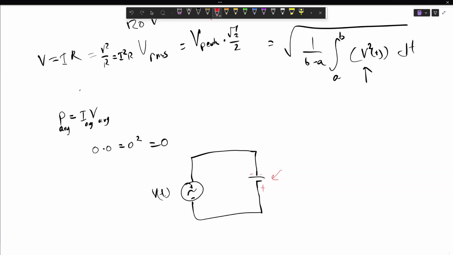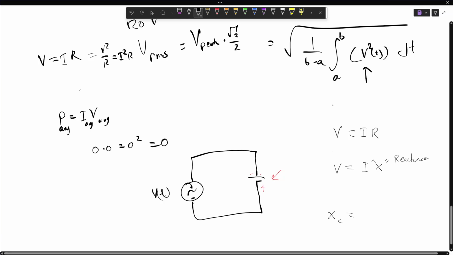So what we find is that capacitors in alternating current look kind of like resistors, but they have this frequency dependent resistance, versus resistors, which always have the same resistance. Resistors always follow this V equals IR rule, versus a capacitor, which is going to follow something that looks like V equals I times this X factor, which we're going to call reactance. But the reactance of a capacitor is going to be equal to 1 over 2 pi times the frequency times the capacitance.